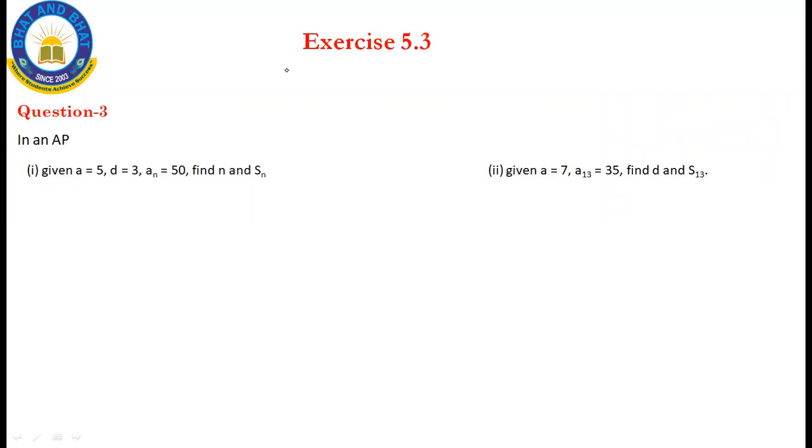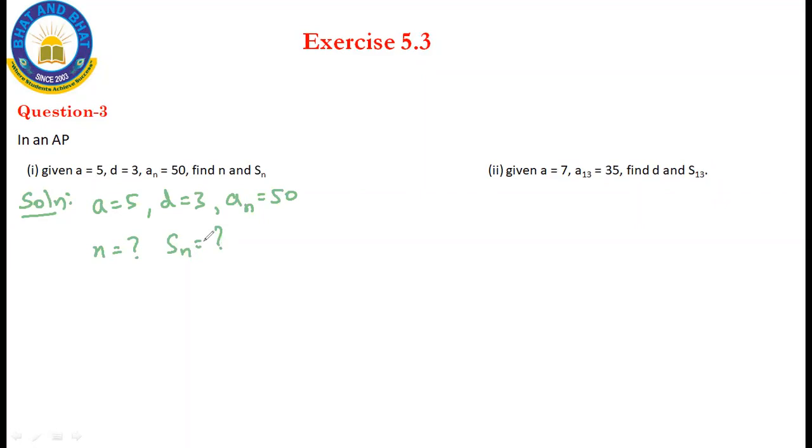So now comes question number 3. In an AP, see, this is the biggest question of your exercise 5.0. It has 10 subsections, so pay attention to this section. In an AP, given A is equal to 5, D is equal to 3, AN is equal to 50, find N and Sn. So let's make a note of the information given. A is equal to 5. We have been given D is equal to 3. The last term, AN, is equal to 50. We don't know N and also Sn.